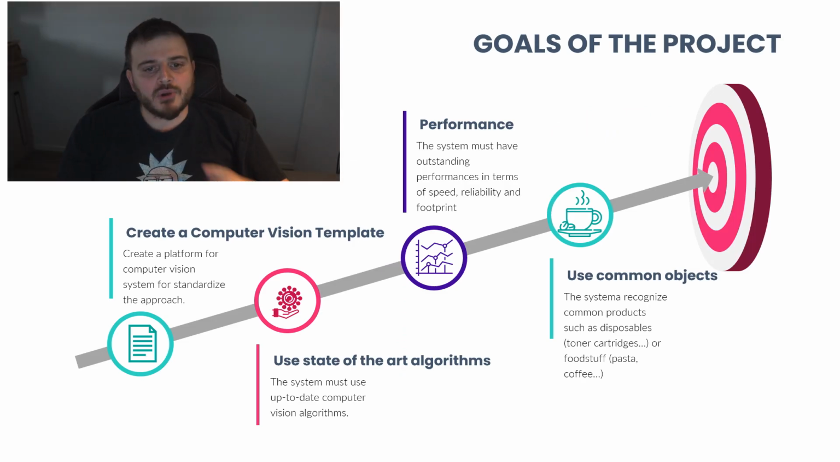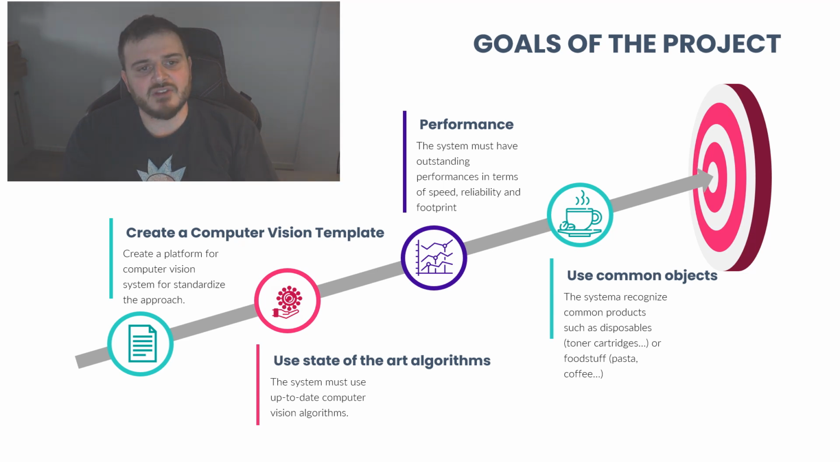The goal of our project was to recognize common user products, like disposables such as cans, water bottles, or other food stuff like pasta packages or coffee capsules. We want to use state-of-the-art computer vision algorithms and low latency response. This is to stress the performance of the MAX78000.